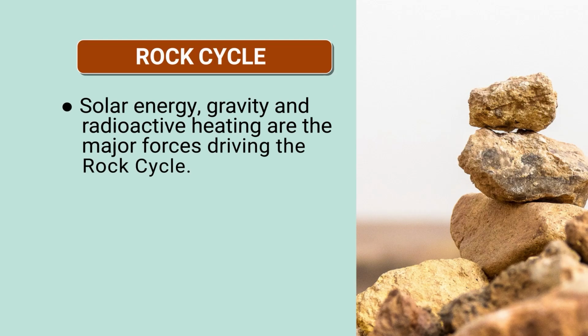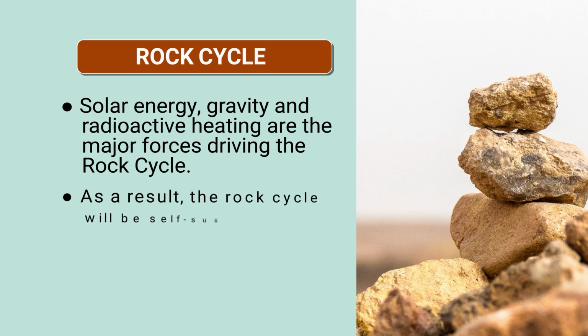Now the question that may come to your mind is, where is the energy for all these processes? Solar energy is a driving force, gravity is a driving force, radioactive heating is a driving force for the rock cycle. Inside the earth there are radioactive elements and the heat is generated that causes melting. The solar energy is important because the sun's rays fall on the earth and differential heating takes place. There is movement of wind, water, all those things which result in the external process. You have the endogenic process and the exogenic process.